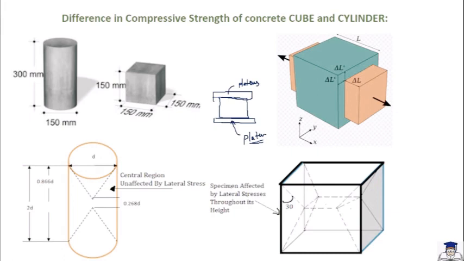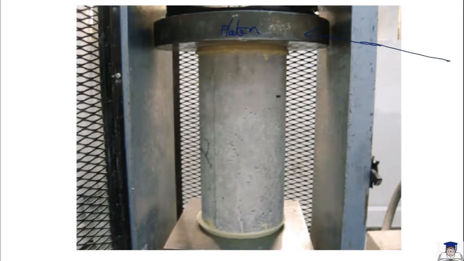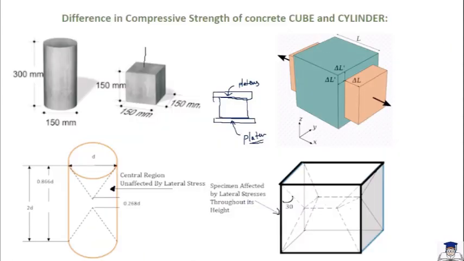There is a difference in the compressive strength value that is obtained by testing a cylindrical specimen and a cubic specimen. The reason behind this is very simple. So we know what a platen is. This is a platen, as we see in the figure. When these platens exert compressive load on this specimen, the concrete specimen tends to expand in the lateral direction. That is what usually happens.